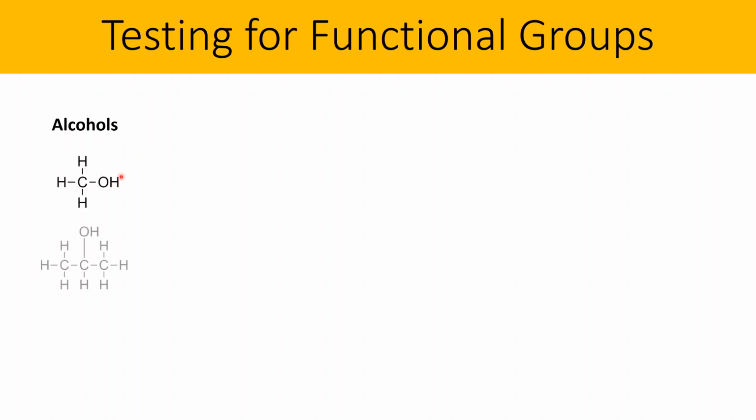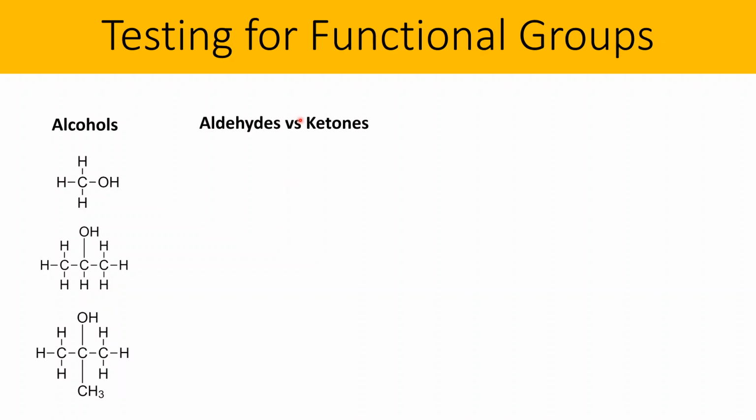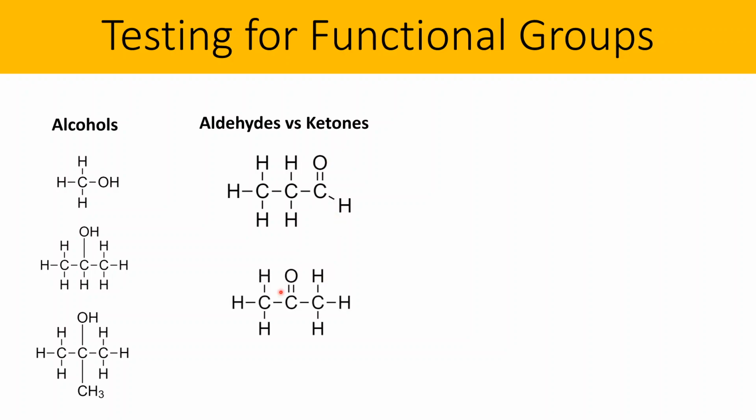We've got primary alcohols, secondary alcohols, and tertiary alcohols. We might also be testing for aldehydes and ketones. So we could be looking at an aldehyde like this. There's our functional group for an aldehyde, and our ketone, as you can see, the carbonyl, the C double bond O, is in the middle of the chain.